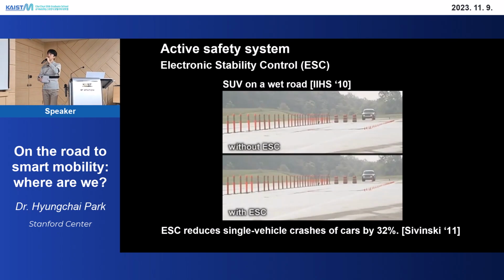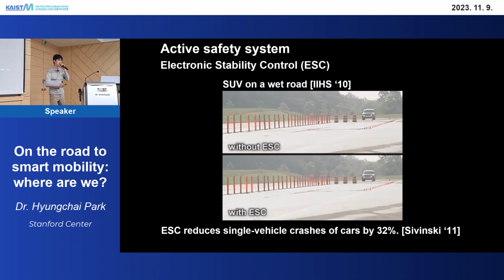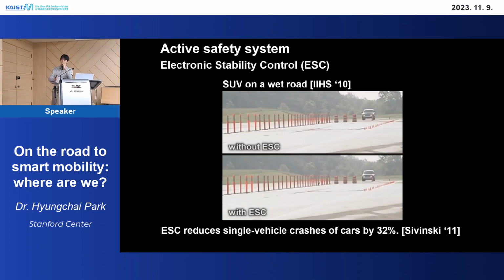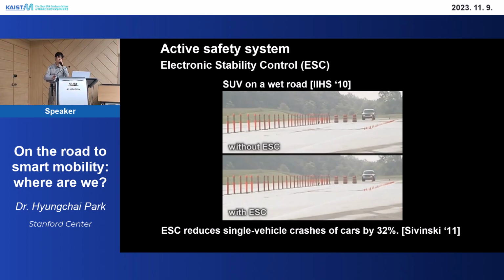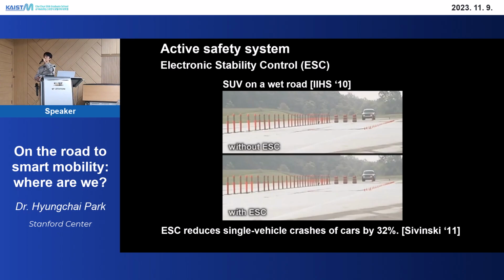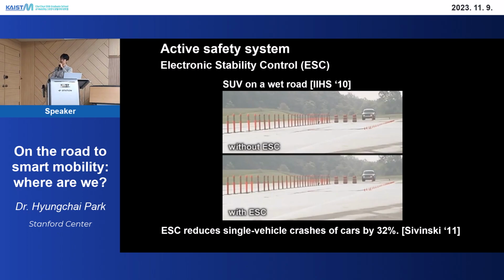Then what is the active safety system? The active safety system continuously monitors vehicle states, like speed or yaw rate. If it detects some instability in those states, it tries to modulate tire forces to bring the car back to the stable region. One very famous active safety system is electronic stability control, ESC.